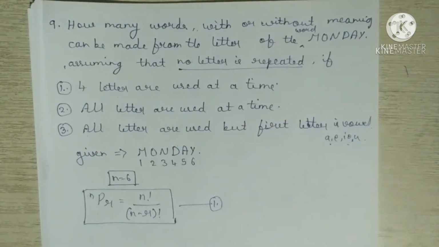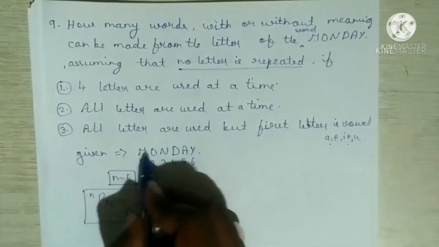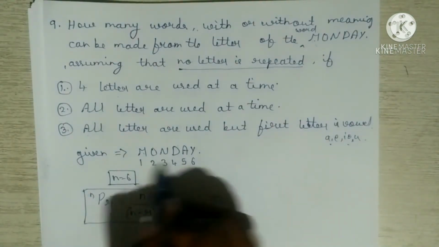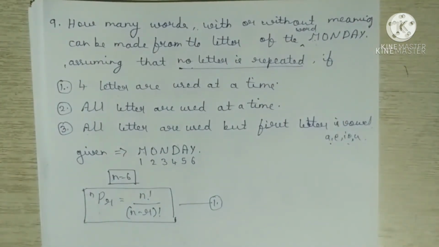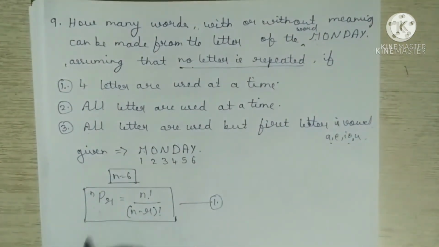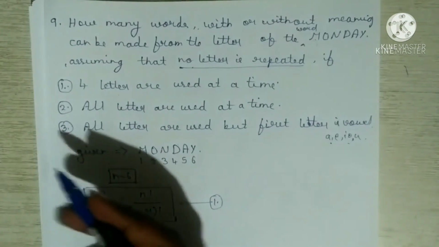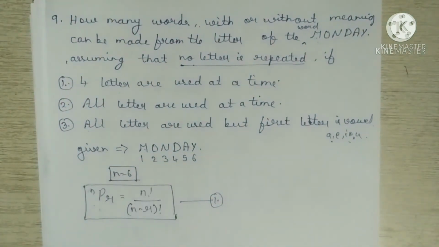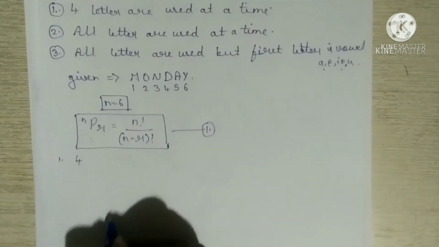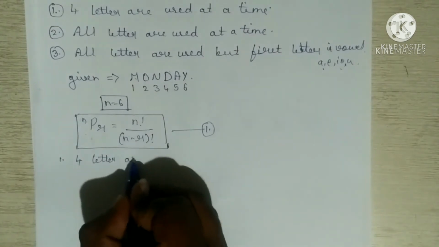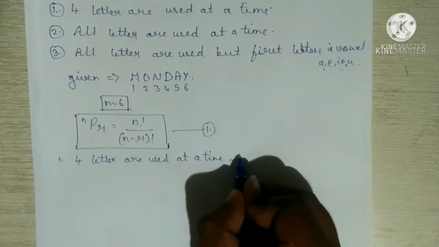According to the given question, the word is Monday, which has 1 2 3 4 5 6 letters. n is equal to 6. No letter is repeated means permutation formula. Next, we have to find how many words without meaning can be formed, same as the 8th question. First, we go with the first one: 4 letters are used at a time, and n is equal to 6.